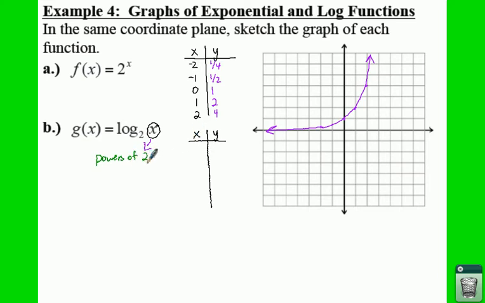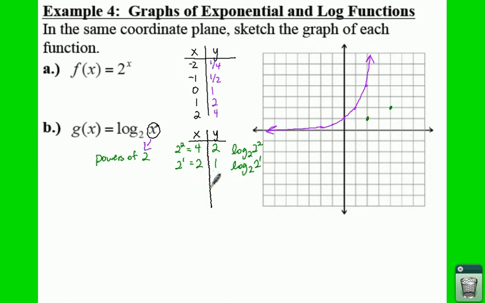So let's plug in 4. If we plug in a 4 for x, that's the same thing as 2 squared. So if you evaluate log base 2 of 2 squared, that's just 2. So you're going to go to the right 4, up 2. You put that dot. Then you plug in 2 to the first, which is just 2. When you evaluate log base 2 of 2, that's a 1. So you go to the right 2, up 1.